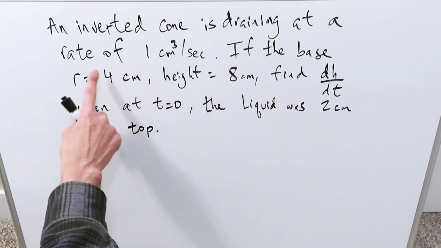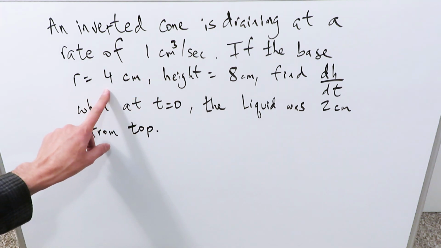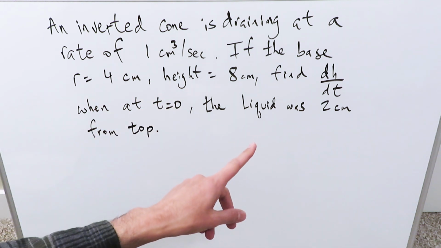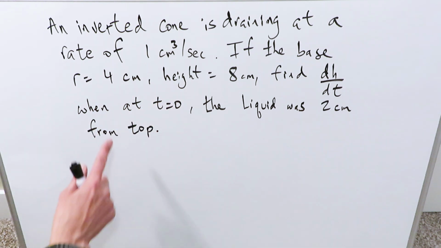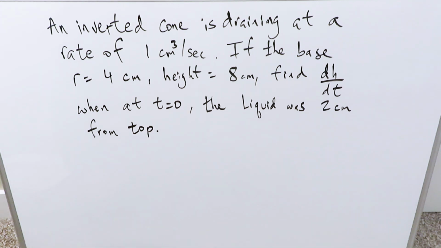An inverted cone is draining at a rate of 1 centimeter cube per second. If the base of that cone is 4 centimeters radius, a total height of 8 centimeters, find the change in the height with respect to time when at time t equals 0 seconds the liquid was 2 centimeters from the top. What are we talking about?